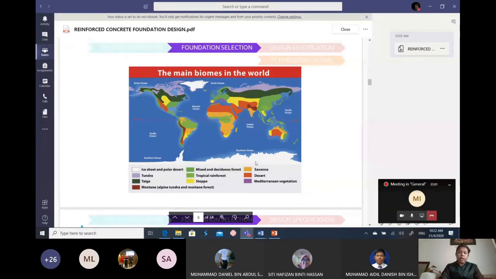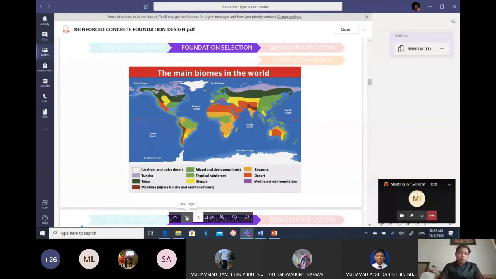So if you have a look here, this is the Middle East. Most of the Middle East is a desert area. So in a desert area, what type of soil is it? You have to study it, and it's a really dry area. So what types of foundation are suitable for that area? These maps can help you to identify the types of soil in that area.